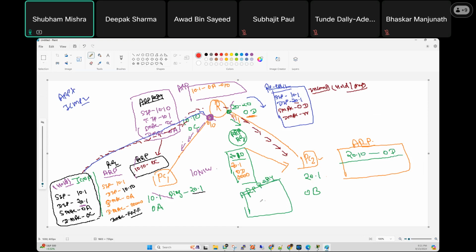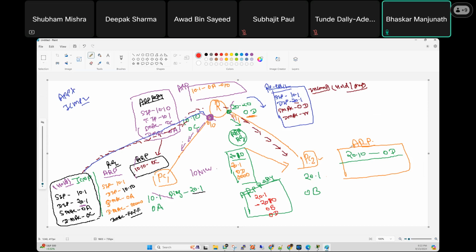In the ARP reply, what will be the source IP address? 20.1. What will be the target IP address? 20.10. What is the source MAC address? 0B. What is the target MAC address? 0D, because PC number 2 already knows what the target MAC address is for 20.10. What is the target IP address? Target IP address is 20.10.